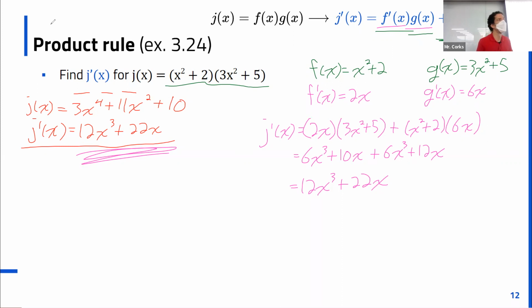Question? Yes. Quotient rule is the other one, and there we subtract. But this one we're always adding.